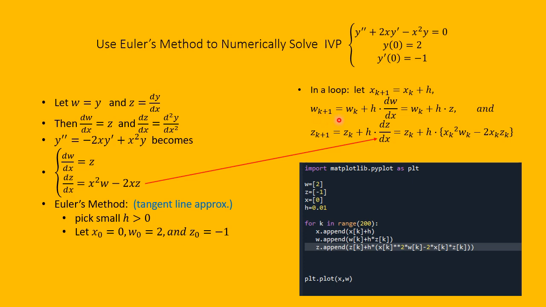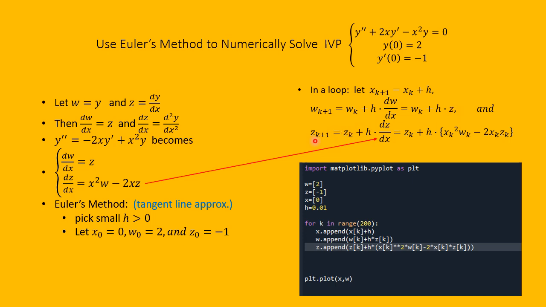Now, we know that the tangent line approximation can be written this way. The k plus first value of w is equal to the kth value of w plus h times the derivative of w with respect to x. And now wait a minute, the derivative of w with respect to x is just z. And so w sub k plus 1 equals w sub k plus h times z.